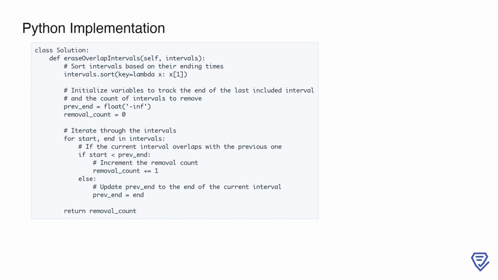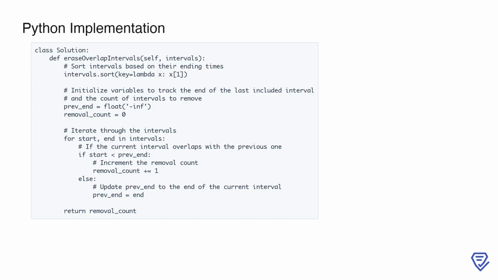2. Initialization. Two variables are initialized. Prev_end is set to negative infinity to represent the end time of the last included interval. Initially, there is no interval. Removal_count is set to 0 to track the number of intervals removed.